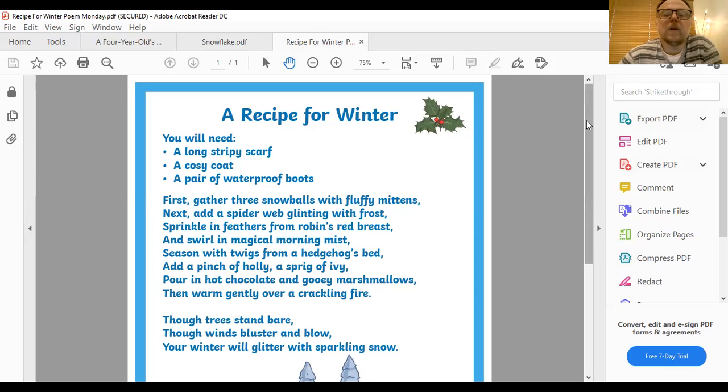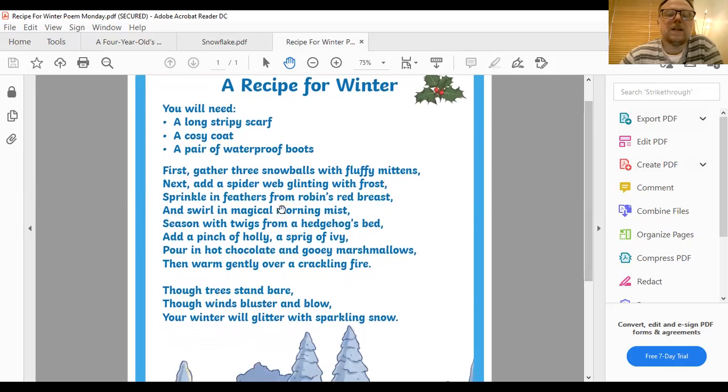Is that not there? Well, maybe there is. Should we read the last bit? Though trees stand bare, though winds bluster and blow, your winter will glitter with sparkling snow. For most of the poem it doesn't rhyme, so there isn't a rhyming pattern. They've managed to make these end bits with blow and snow rhyme. There's a bit more alliteration down here, bluster and blow, to describe how the wind works in winter. Do you like that one?